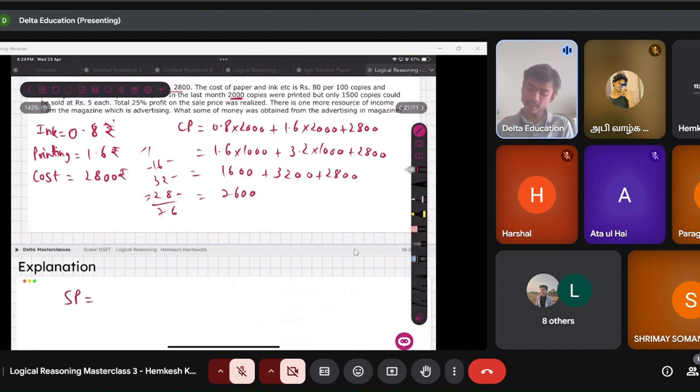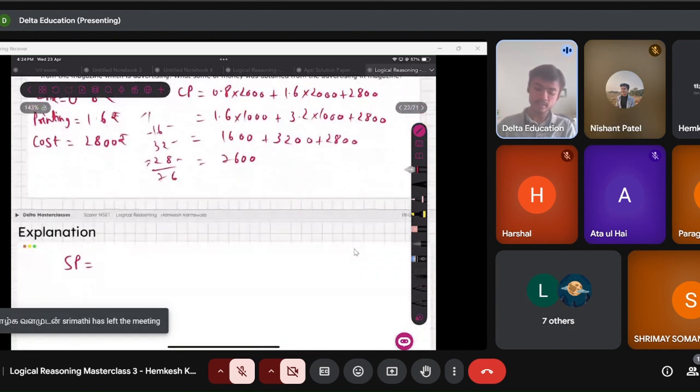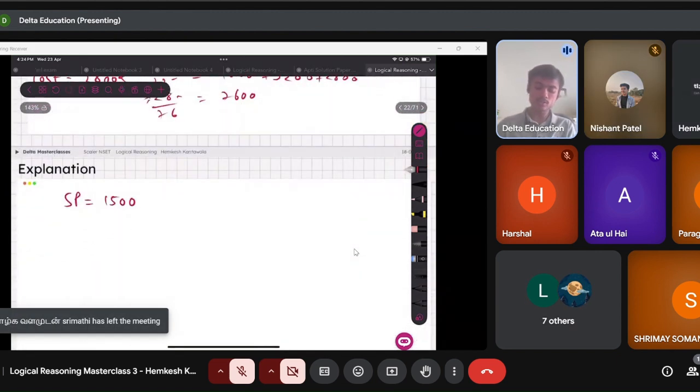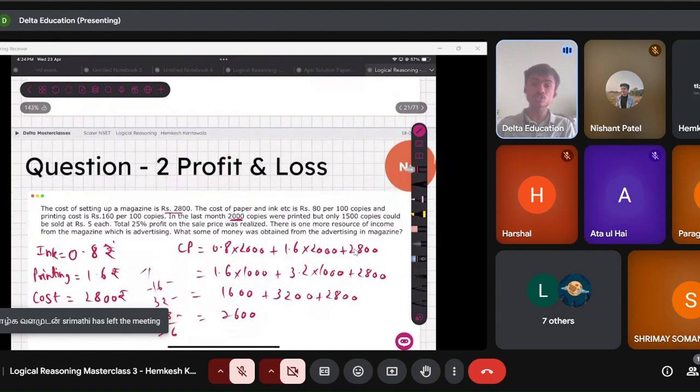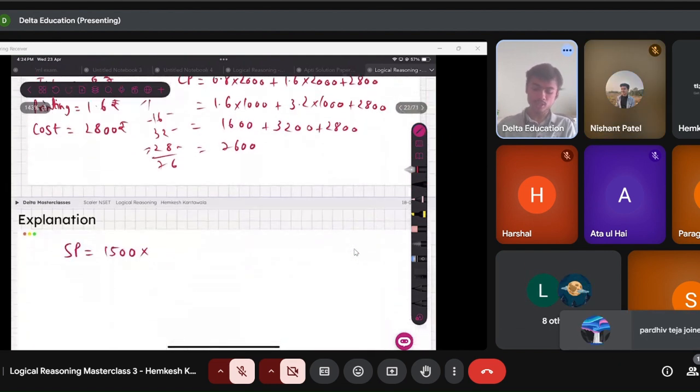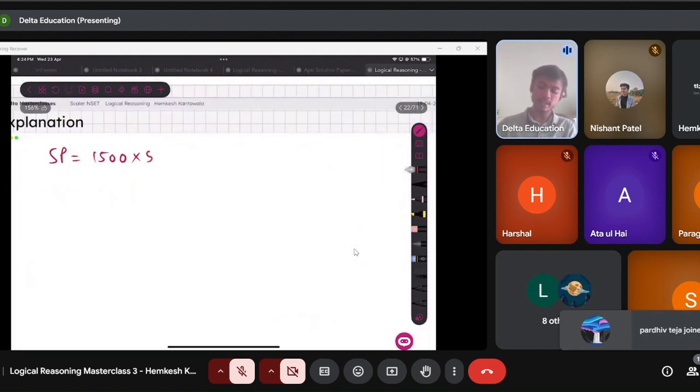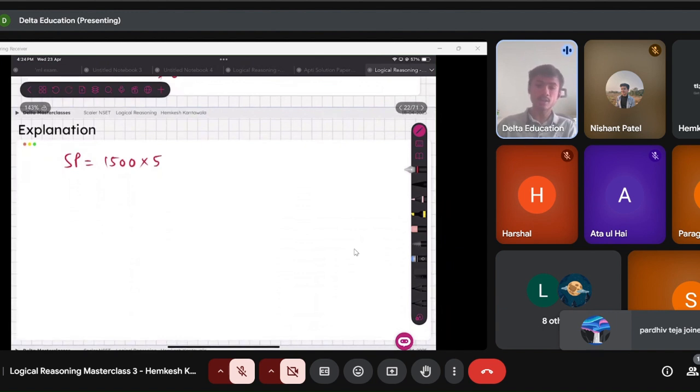Now, if we want to calculate the selling price, what is the selling price? 1500 copies were sold, and it was sold for rupees 5 each. So it would be multiplied by 5, correct, to find the total selling price. Now if we do this, the selling price would be 7500 rupees.